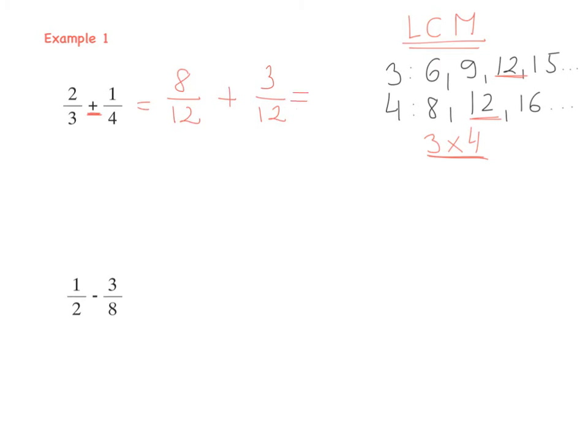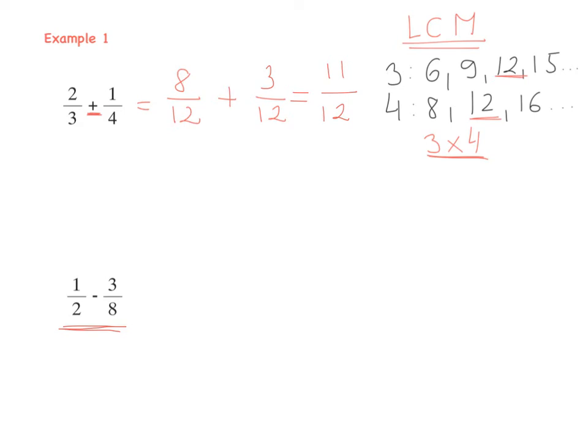Okay, and now if you have the same denominator, you can just simply add the top numbers, and the denominator stays as it is. Okay, you don't add the bottom numbers, you just need to add the top numbers. So 8 plus 3 is 11. Okay, and this is the answer. And the same with the second question in here, okay?